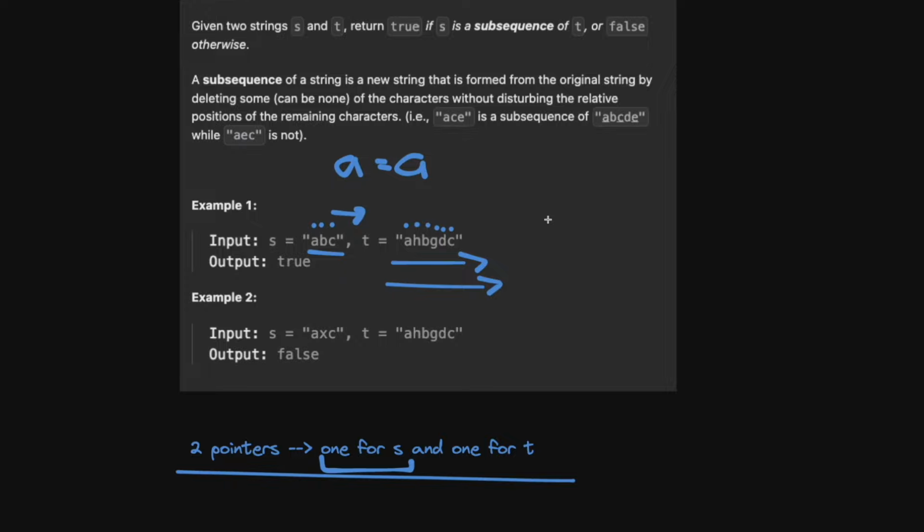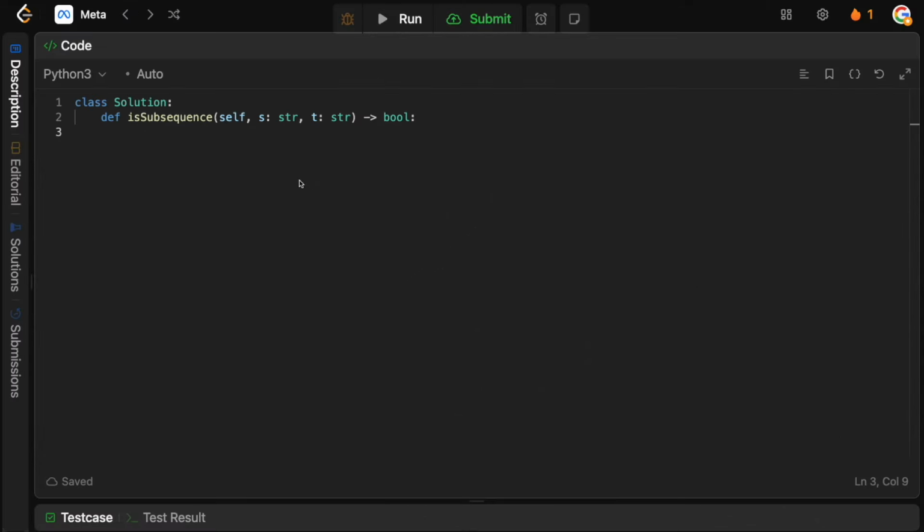Now let's actually go and code this one up. Okay, let's now code this up. Remember that we need 2 pointers: a pointer for the S string and a pointer for the T string. So we're going to say S pointer equals T pointer equals 0, and obviously these will start at the beginning of each string.